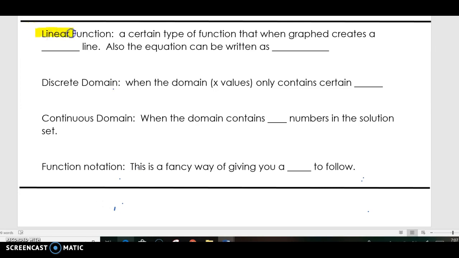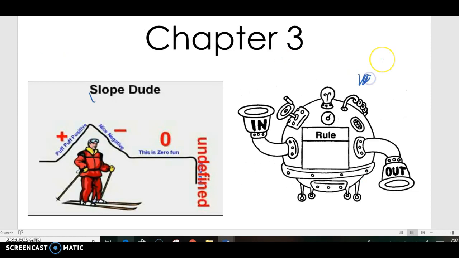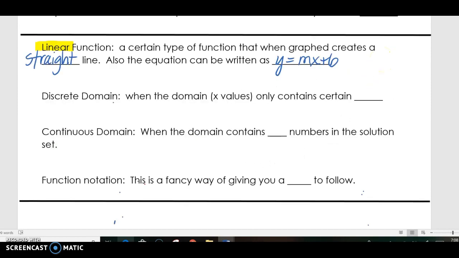So remember, this word linear indicates that it's a function that when we graph it, it's going to create a straight line. And we said a linear function can always be written in the form of y equals mx plus b. Yesterday, we also learned about discrete and continuous domains. Discrete domains only contain certain values. Continuous domains are domains that contain all real numbers in the solution set.